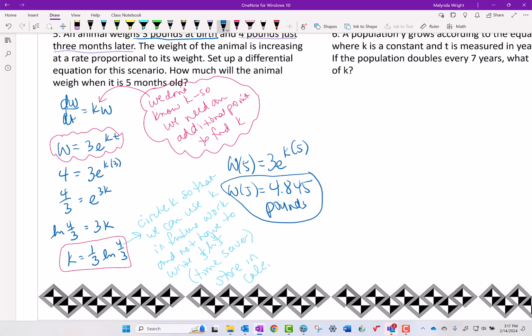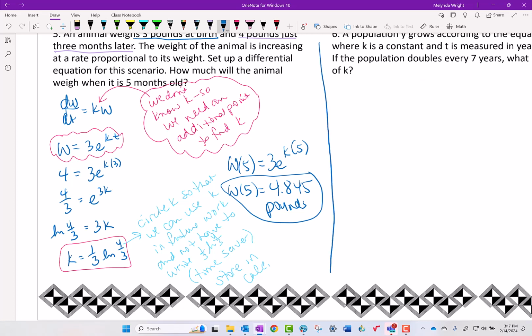So we box in k. Oh, this W of 5. Sorry, that's a messy 5. W of 5 equals 4.845 pounds. Okay, so that's the kind of word problem that we will encounter. How are we feeling about that one? Is that okay? Okay.